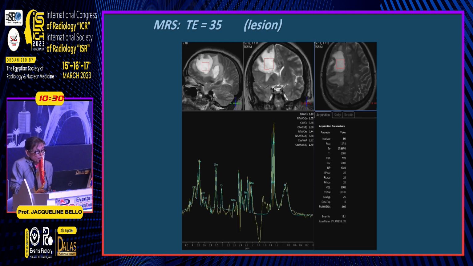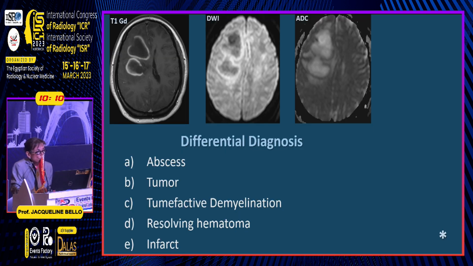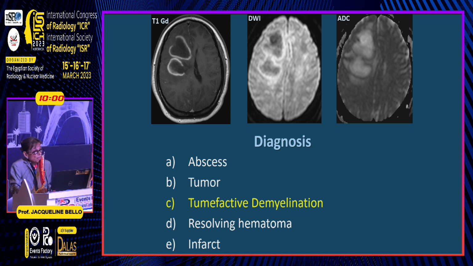We'll get to the diagnosis. But first, let's confirm that lactate peak. We now use a TE of 35, and the doublet that was at 1.3 parts per million comes above the baseline. So this is lactate, representing necrosis. All of these elements add up to only one of these possibilities, and it is tumefactive demyelination.